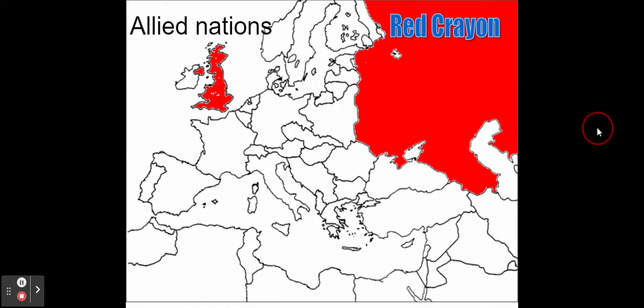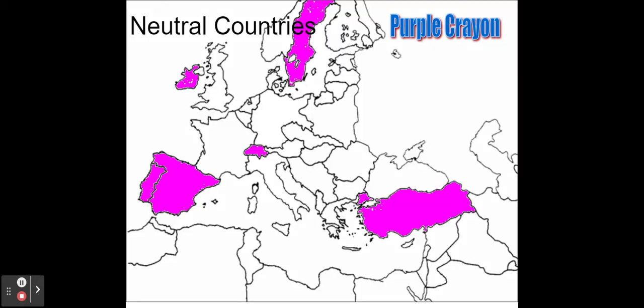Now, taking a purple crayon, we're going to color in the neutral countries. All right. What does neutral mean? Not taking a side. Okay. And there are going to be a bunch of neutral countries.